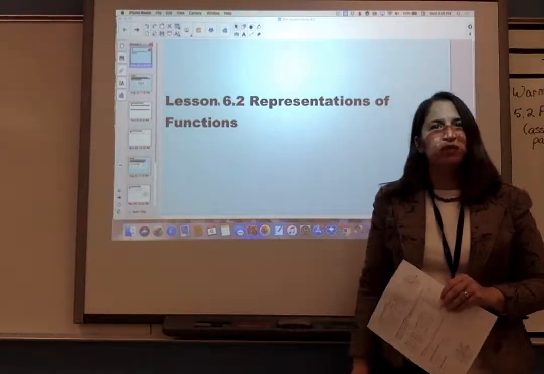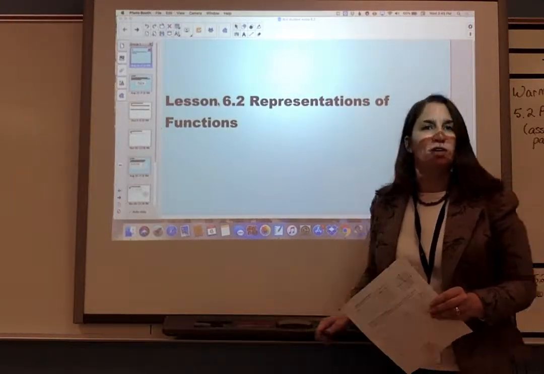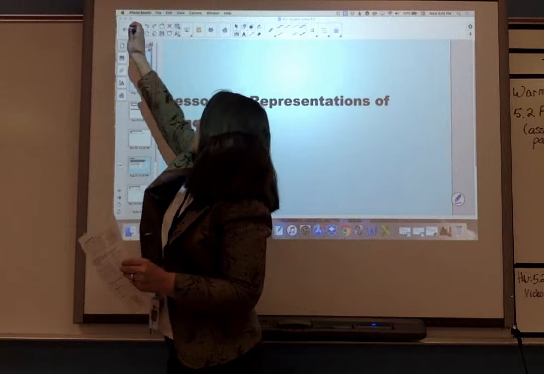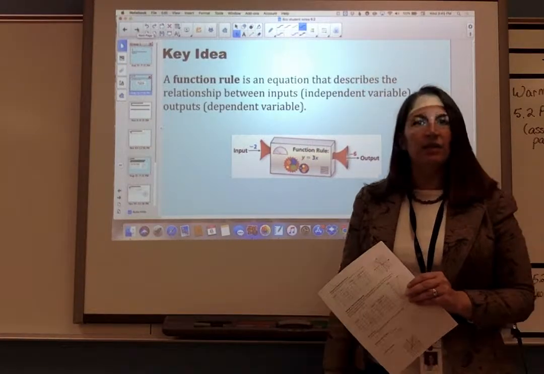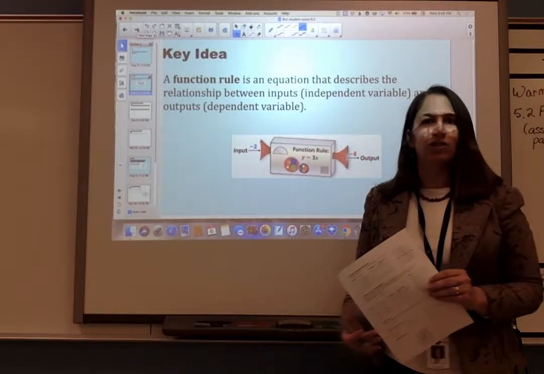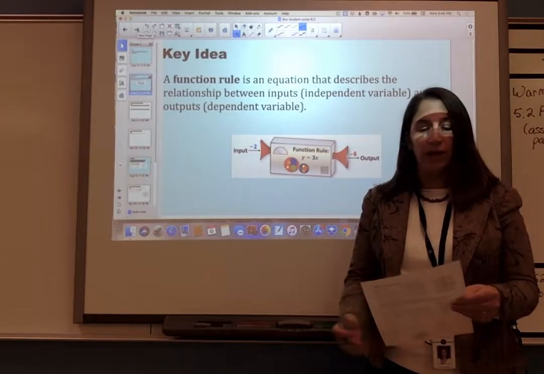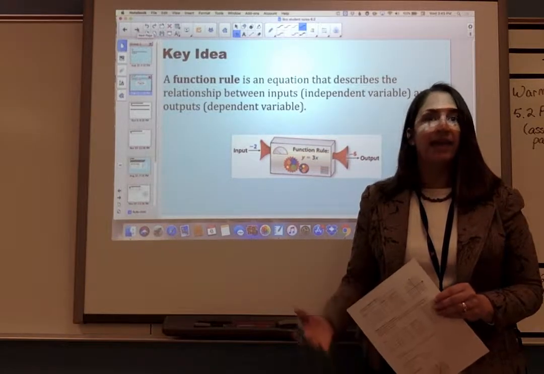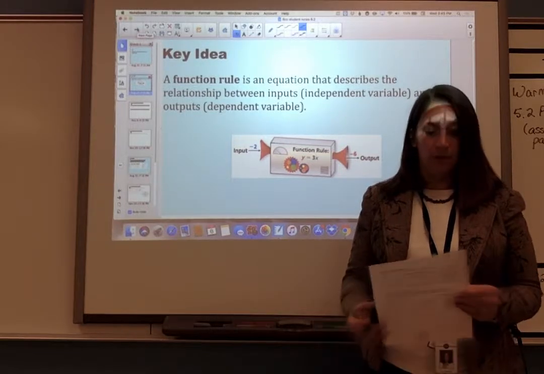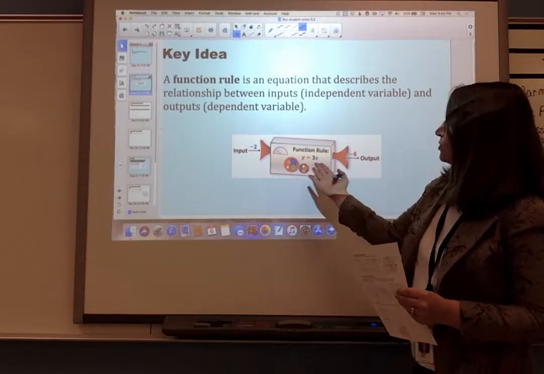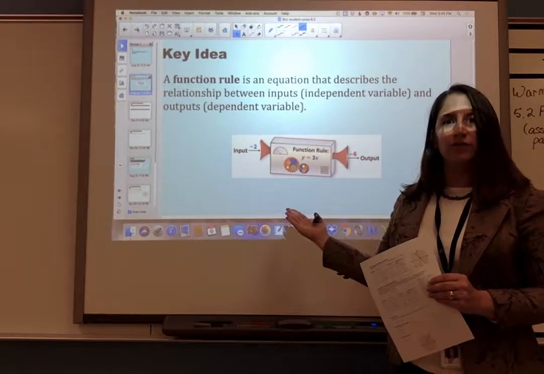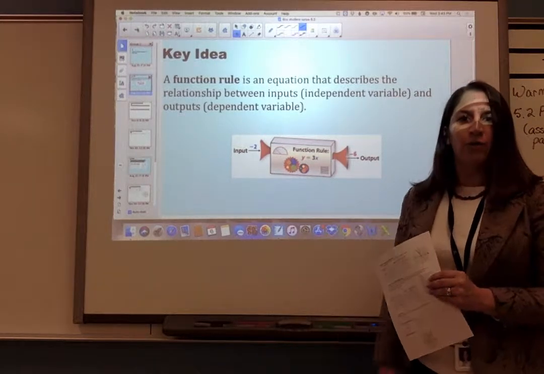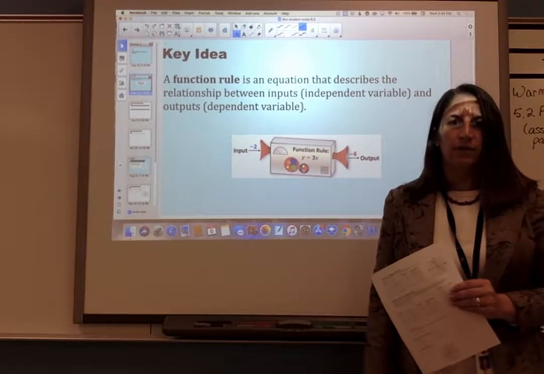Students, today's lesson is on representations of functions. So we'll start with a key idea, and that is that a function rule is an equation that describes the relationship between inputs, or independent variables, and outputs, or the dependent variables. So here we have this little picture showing a function rule, y equals 3x. If we put in a -2, if that's the input, the output would be -6, 3 times -2.